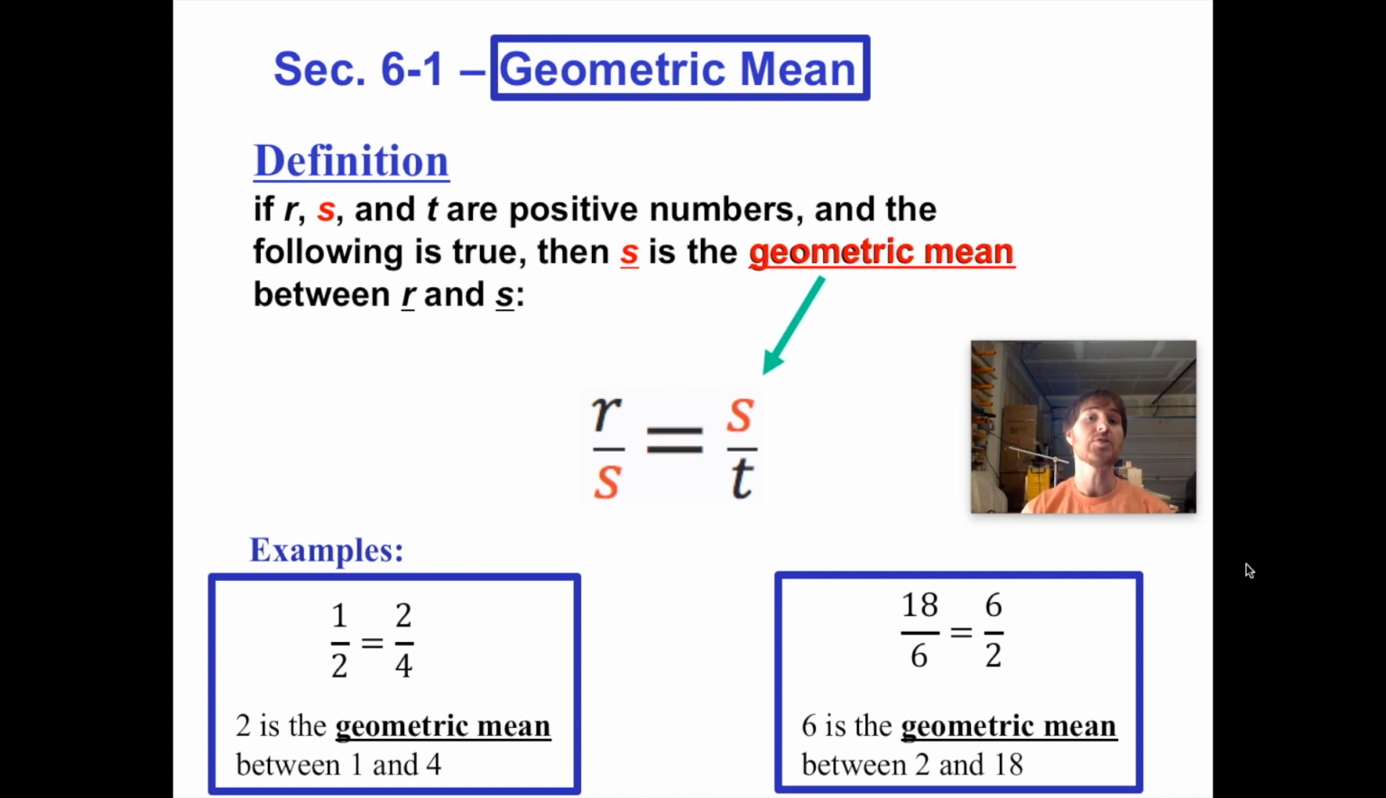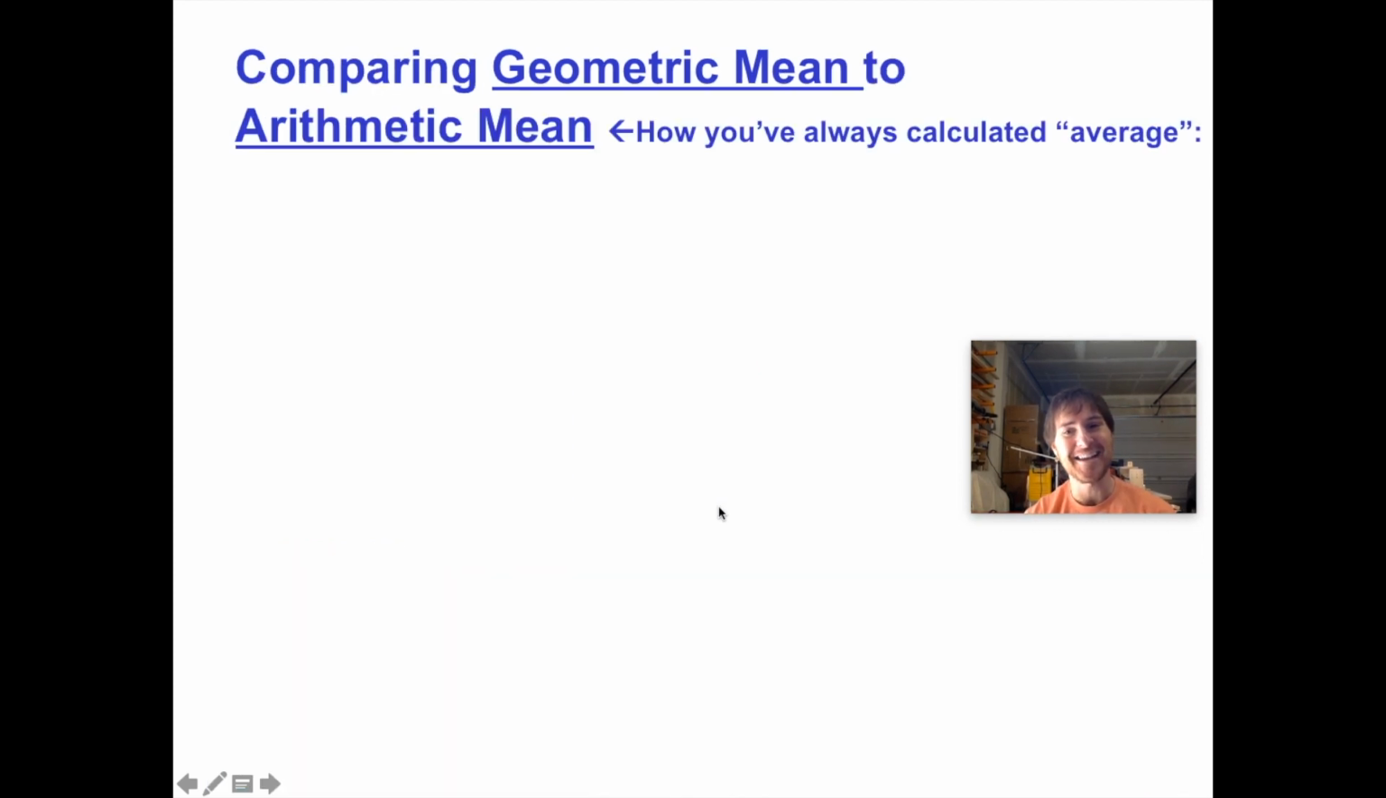Any 2 numbers will have a geometric mean, and that will simply involve solving. And you might have to use the means-extremes property. We'll see it in a second, actually solving for a geometric mean. All right, next thing up here, because I sort of teased it a second ago.